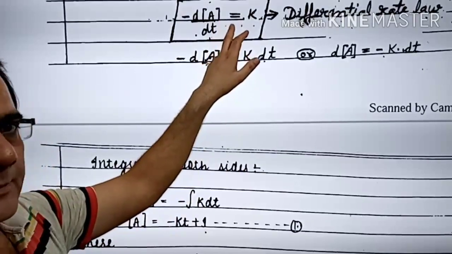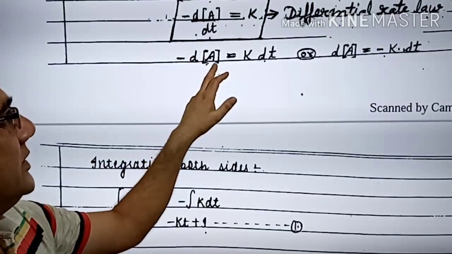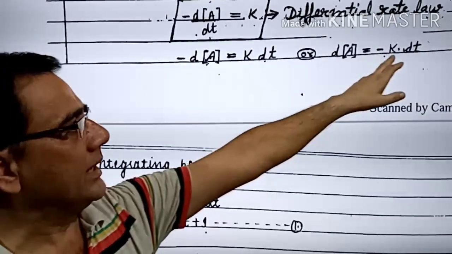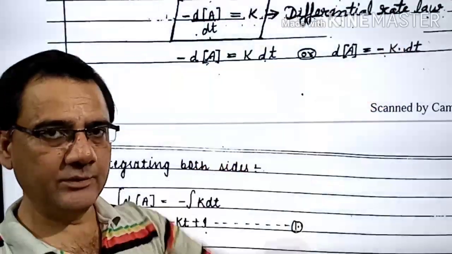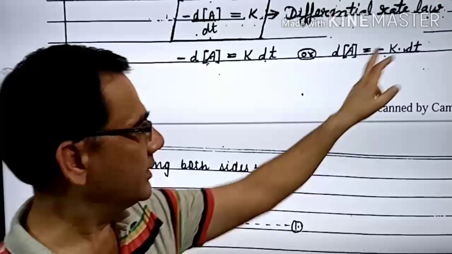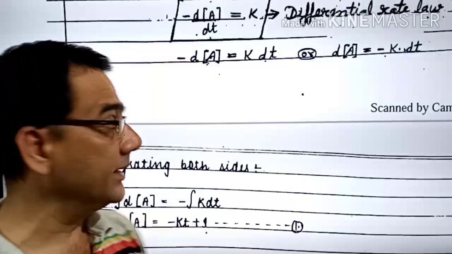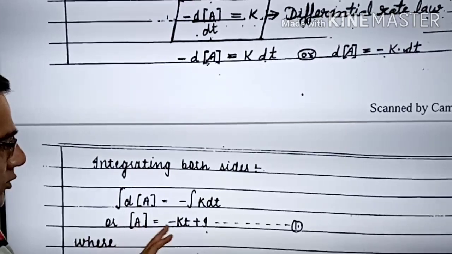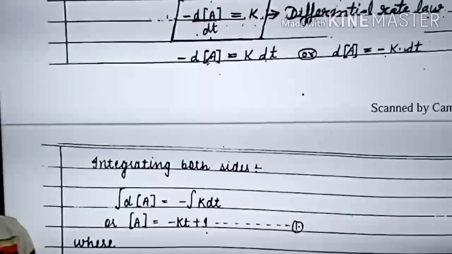See, the same expression we can write in this way also, minus d[A] is equal to k dt, or negative we put this side, then d[A] is equal to minus k dt. Now what we have to do, we have to integrate both the sides. This side and this side, both the sides we are integrating. So see, this is the integration sign, and after the integration we get an expression [A] is equal to minus kt plus I.